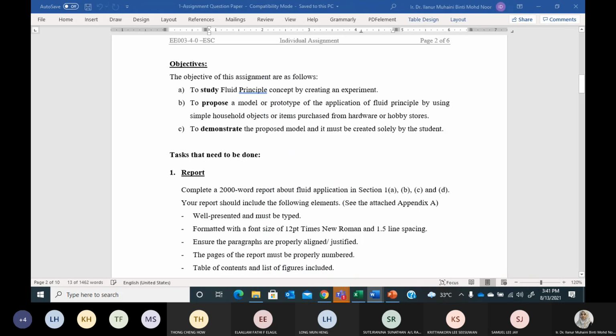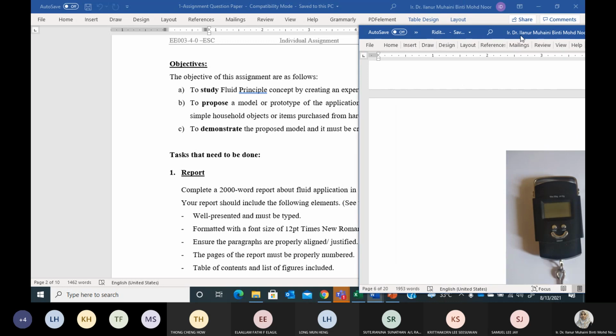Okay, for example. Miss, must it be 2,000 words? No. Okay, that's 2,000 words. Pages. Up to you lah. Pages. I show a week one. A week report.